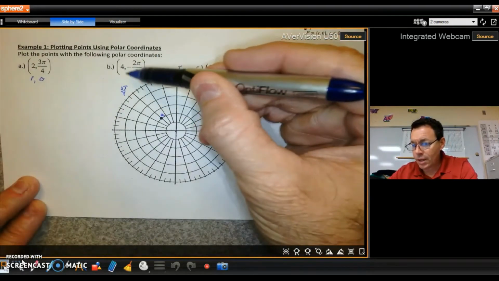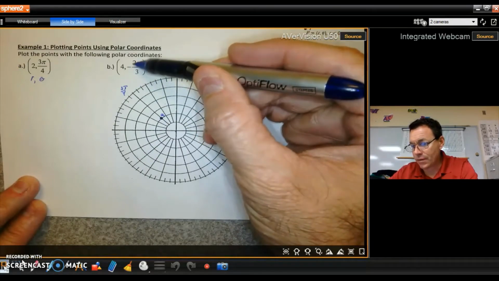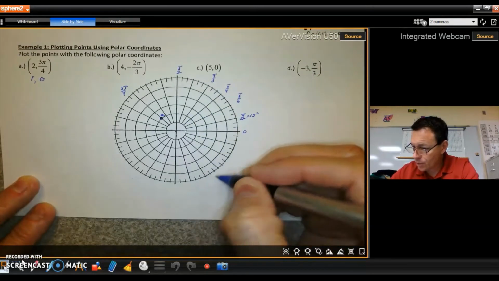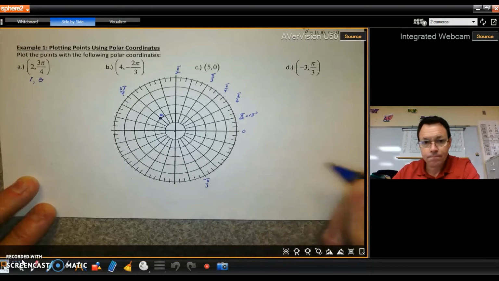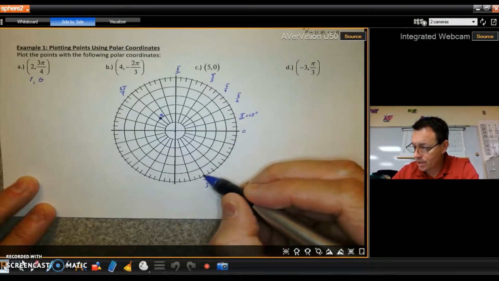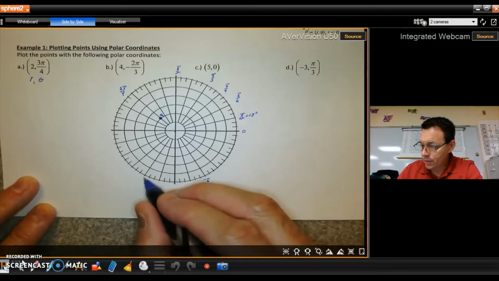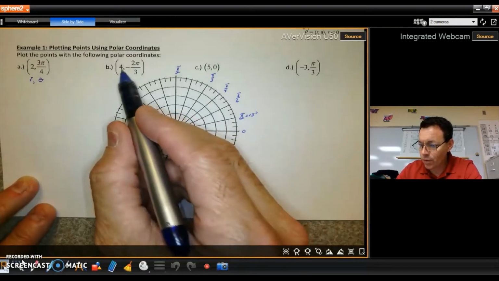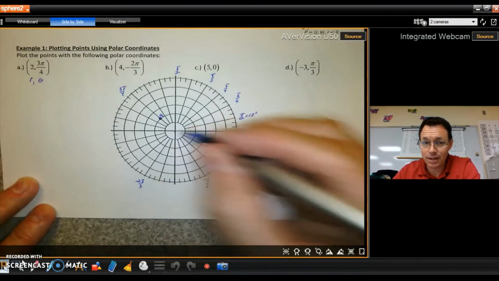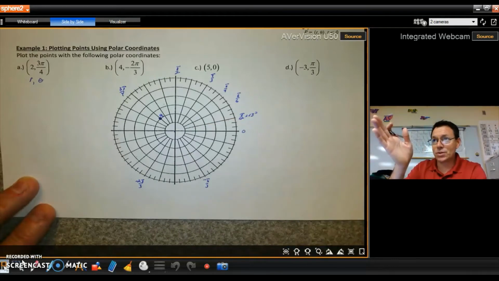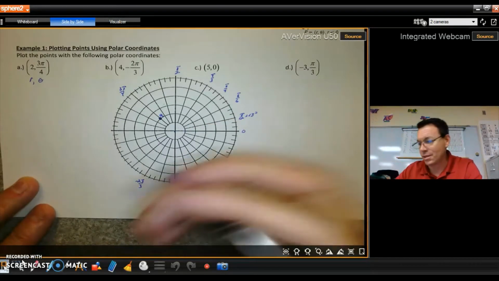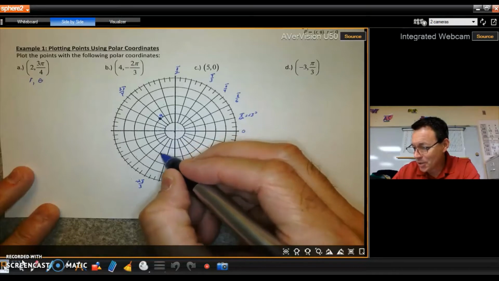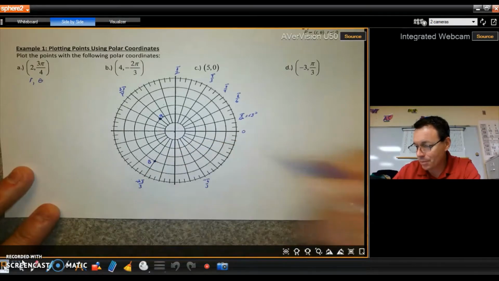B, 4 comma negative 2 pi over 3. So first off, let's figure out where negative 2 pi over 3 is. Here's pi over 3. So going this way, this would be negative pi over 3. So it was 1, 2, 3, 4 of these lines. Now I'm going to go another 1, 2, 3, 4, and that'd be negative 2 pi over 3. So there's my angle, and I need to take 4 steps in that direction. I think of it like a pirate. You're facing a certain direction, and then you're taking that many steps to figure out where the buried treasure is. Sorry. All right, and then 1, 2, 3, 4. So that would be B.